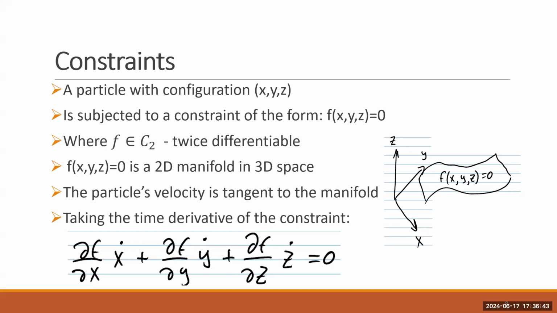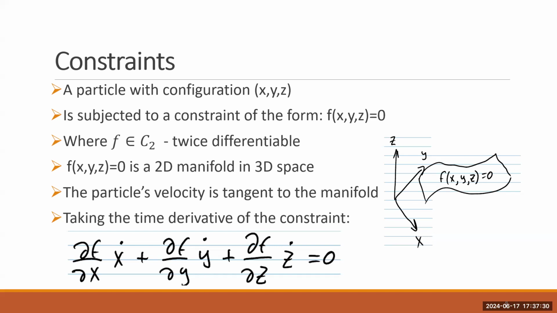We ask that the constraint be twice differentiable. We said that f is a 2-dimensional manifold in a 3-dimensional space. And the velocity of the particle, since the particle has to move on the manifold, is therefore tangent to the manifold, because it cannot leave the manifold because of the constraint. So the particle's velocity is tangent to the manifold.